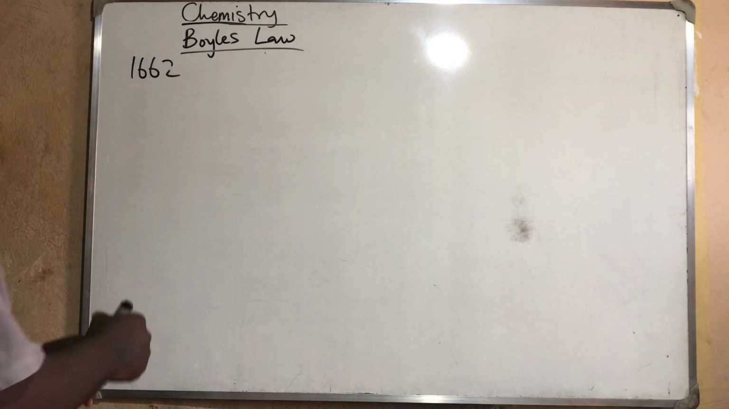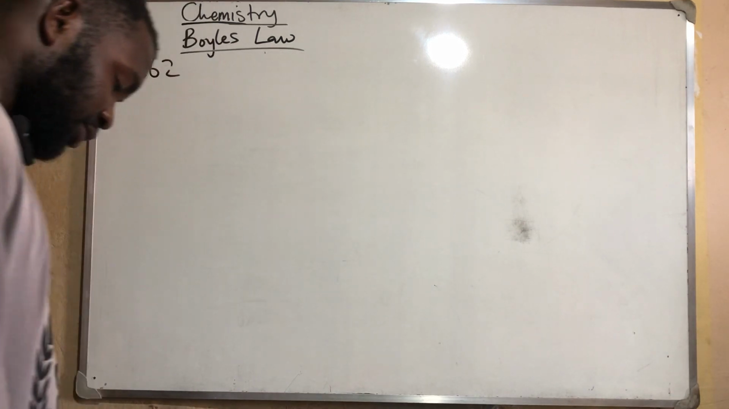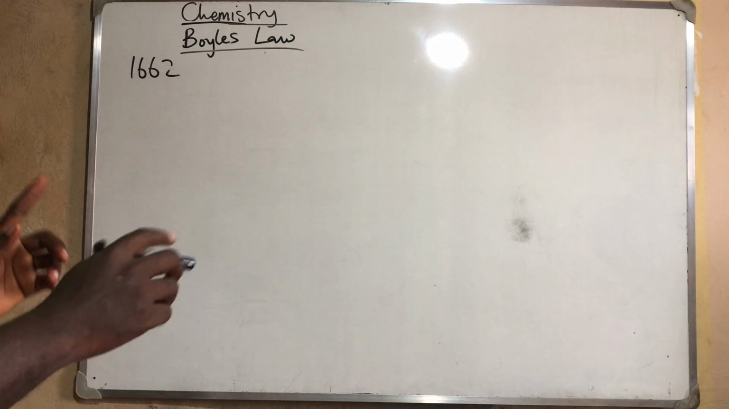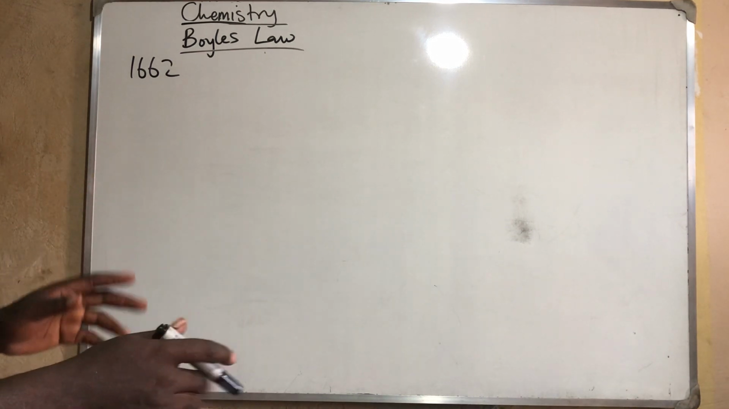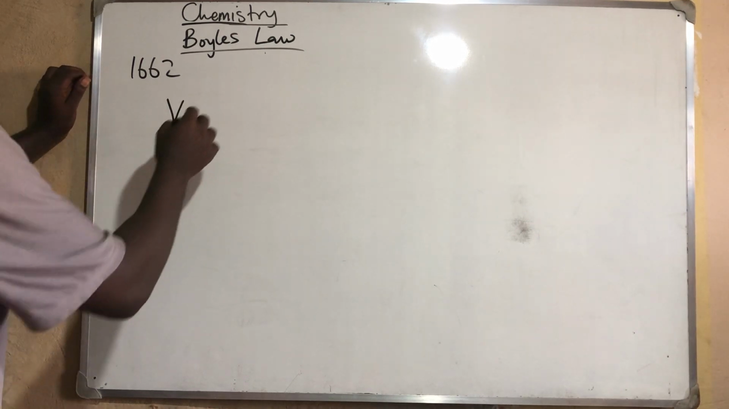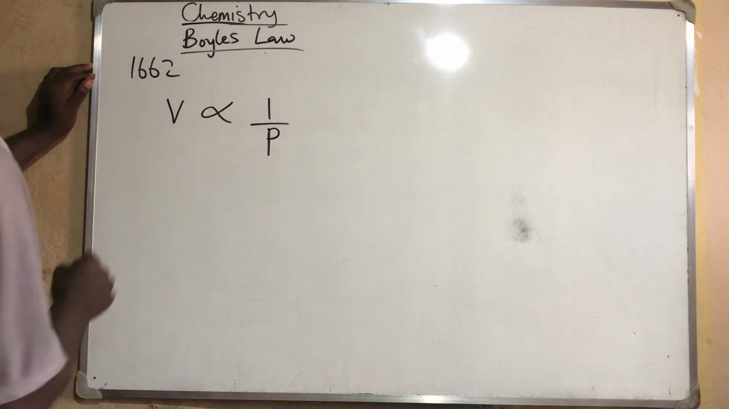So therefore, Boyle's law states that the volume of a given mass of gas is inversely proportional to pressure, provided that temperature and the number of moles remain constant. This means that Boyle's law depends on temperature and number of moles. So if the temperature and number of moles remain constant, then you can conclude that the volume of a given mass of gas is inversely proportional to pressure.